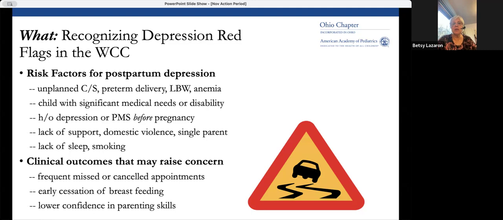People with lack of support, they may be single parents or they may be victims of domestic violence, have a higher risk of depression. And then just lack of sleep can trigger depression. Smoking, whether that's a sign that they're self-treating with their cigarettes or contributes to depression, I don't know. And clinical outcomes that you may be aware of should also raise that concern. The kid who's often missing their appointments, but you're getting a lot of notes that they've been to the emergency room for a variety of things. The mom who stops breastfeeding early, or has very low confidence that they know what they're doing for parenting skills. And there's some resources that we'll talk about you can offer for that.